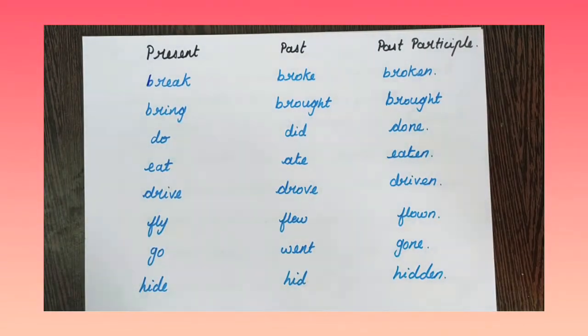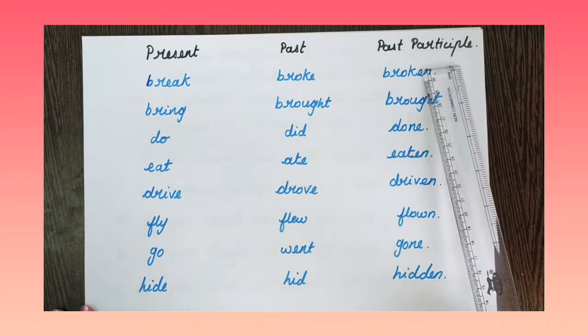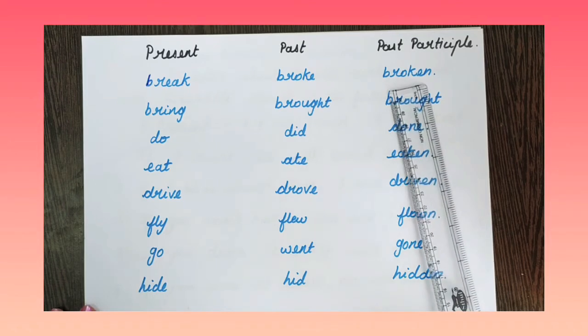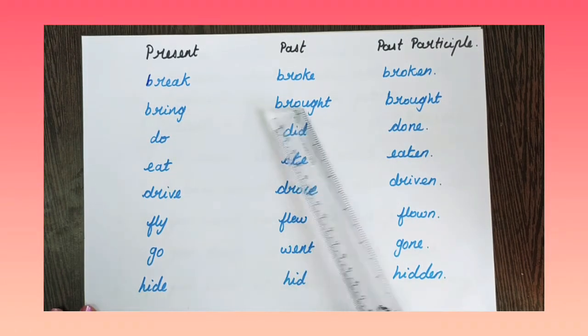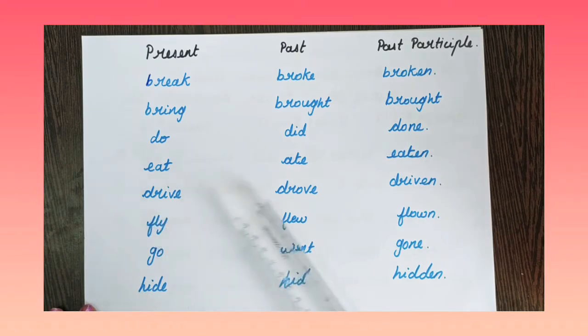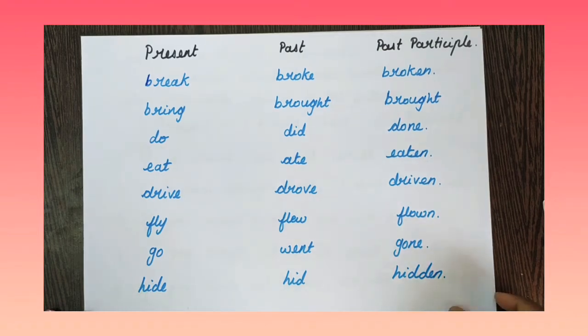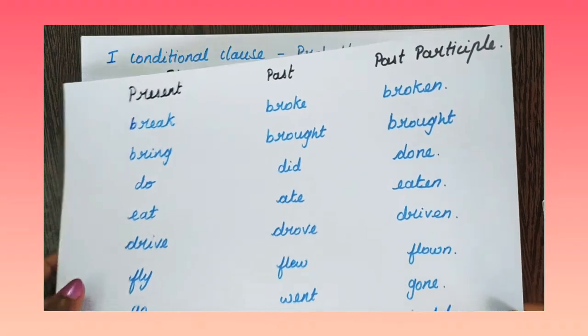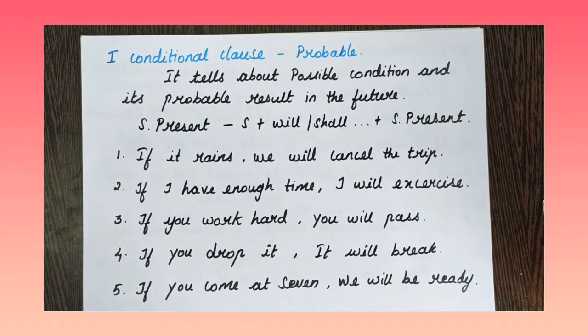Next we can see the verbs. Here I have given a small chart with verbs in present tense, past tense and past participle form. Break, broke, broken. Bring, brought, brought. Do, did, done. Eat, ate, eaten. Drive, drove, driven. Fly, flew, flown. Go, went, gone. Hide, hid, hidden. So these are the verb forms of action verbs. You have to change in present, past and past participle form. You have to know more words about these verb formations, so it will be easy to change the main verb in the if clause.